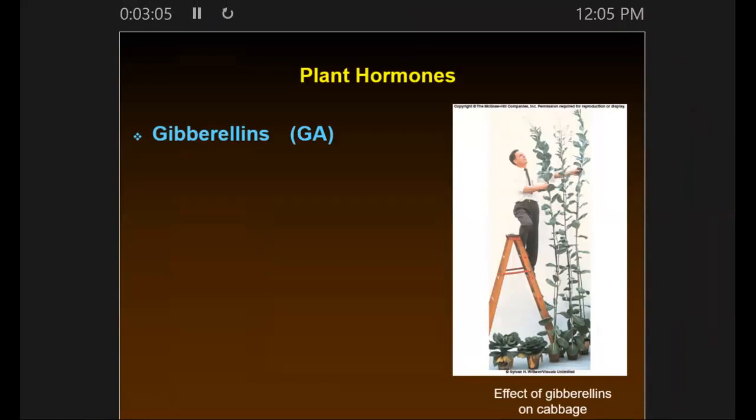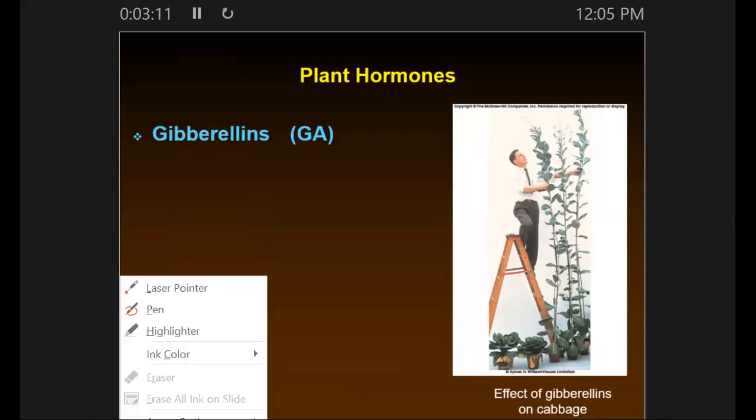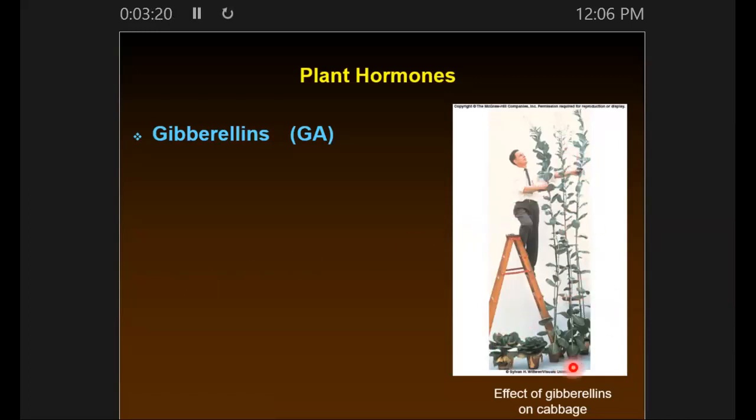So this is a famous picture where you're looking at the cabbage plant, and you can see that the ones on the right are quite dramatically taller. So what happened was, it looks like there are four or five plants that they started with, and what they did was they kept two plants, they didn't do anything to them, and then the other ones they sprayed the shoots and leaves with gibberellic acid. That's why it's called GA. Gibberellic acid is another word for gibberellins. And so you can clearly see stem growth is a huge thing that gibberellins do for the plant.